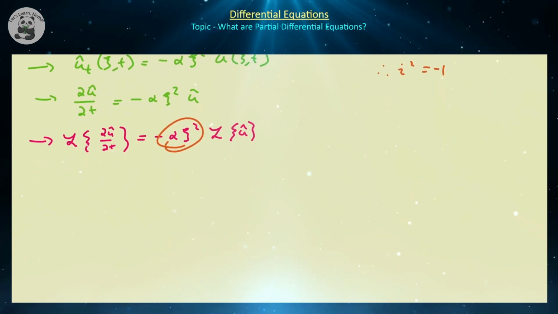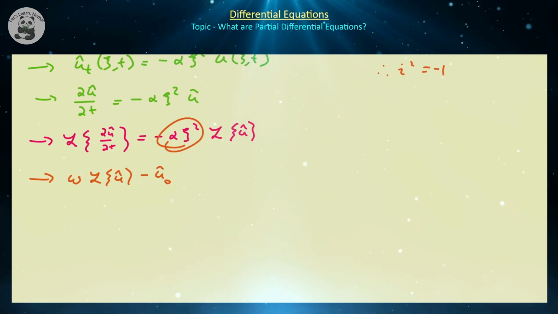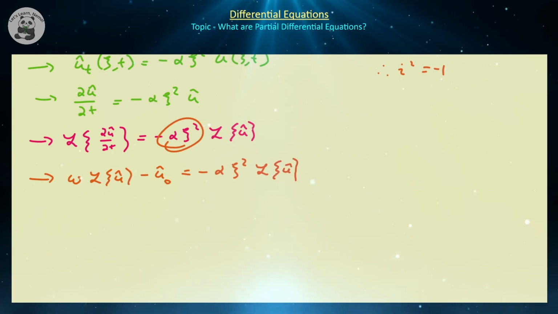So what is the Laplace transform of a derivative? We know that's just going to be equal to omega times the Laplace transform of u hat, right, minus the initial condition of the Fourier transform, because this is the Laplace transform of the u hat derivative, not the u derivative. So it's the initial condition of the Fourier transform, not the initial condition of u. So make sure not to make that mistake. And over here we just have minus alpha psi squared times the Laplace transform of u hat.